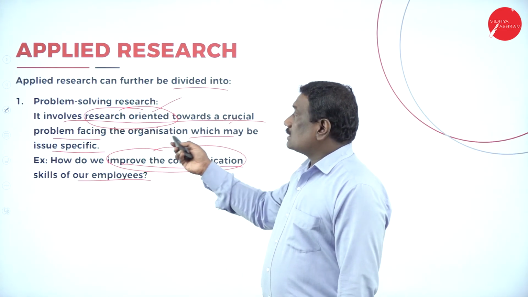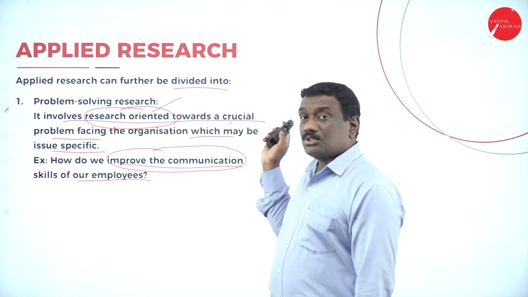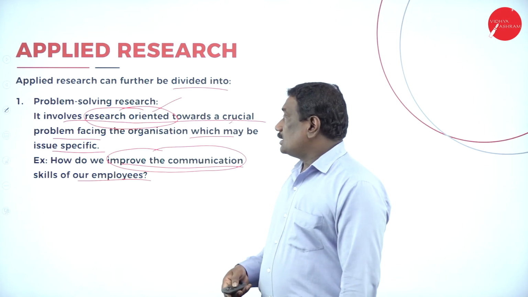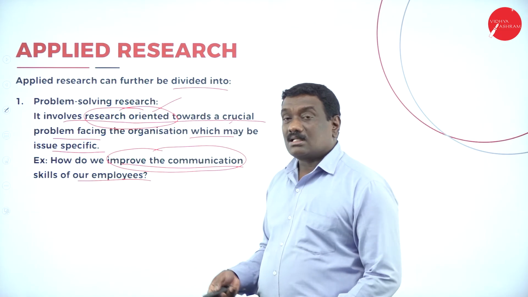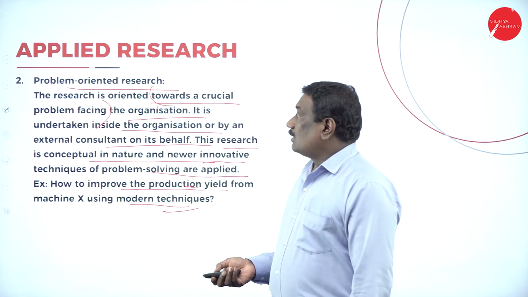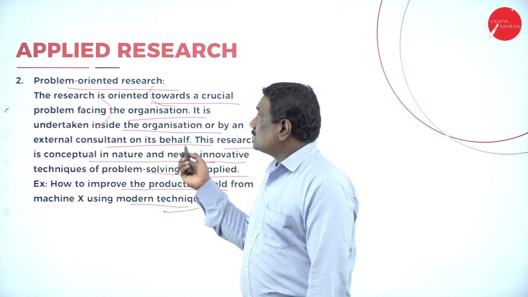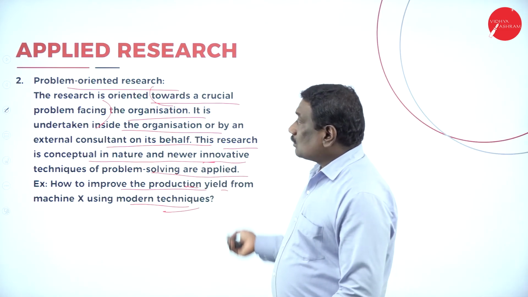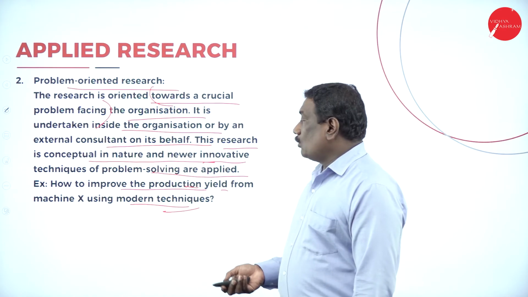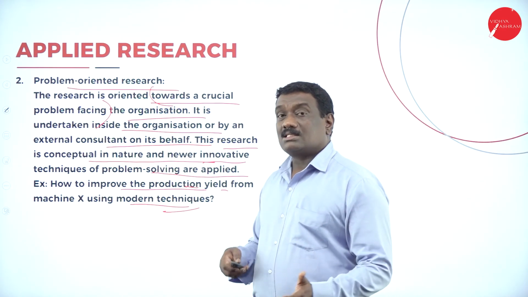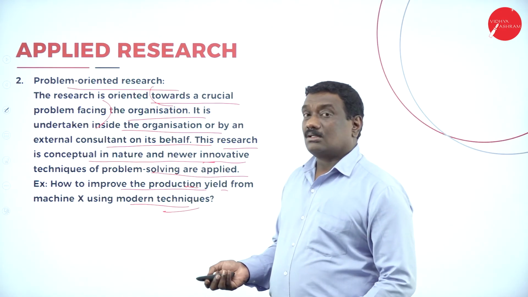Now, problem solving research involves research oriented towards a crucial problem facing the organization, which may be a specific issue, like how do we improve the communication skills of employees. Whereas problem oriented research is oriented towards a crucial problem faced by the organization, for example, how to improve the production yield from machine X by using modern technologies or techniques.